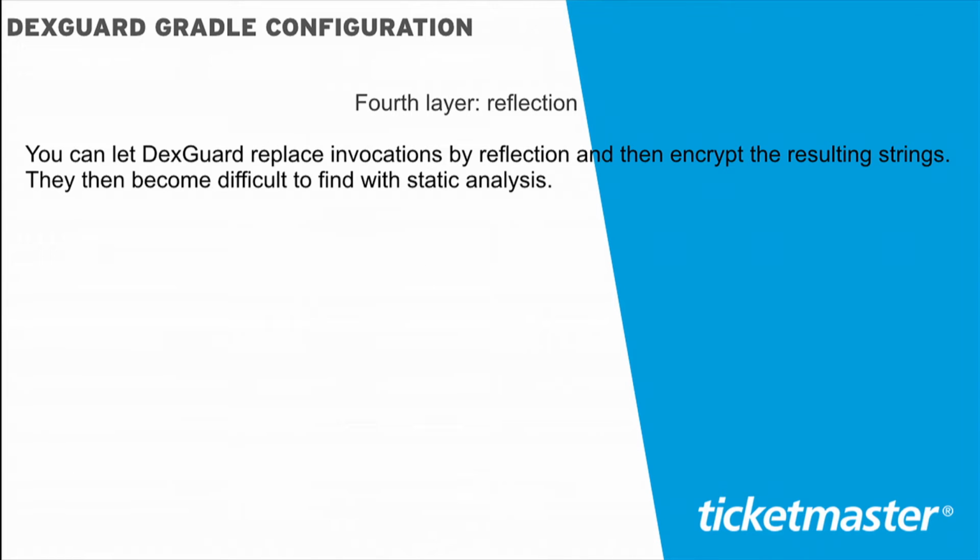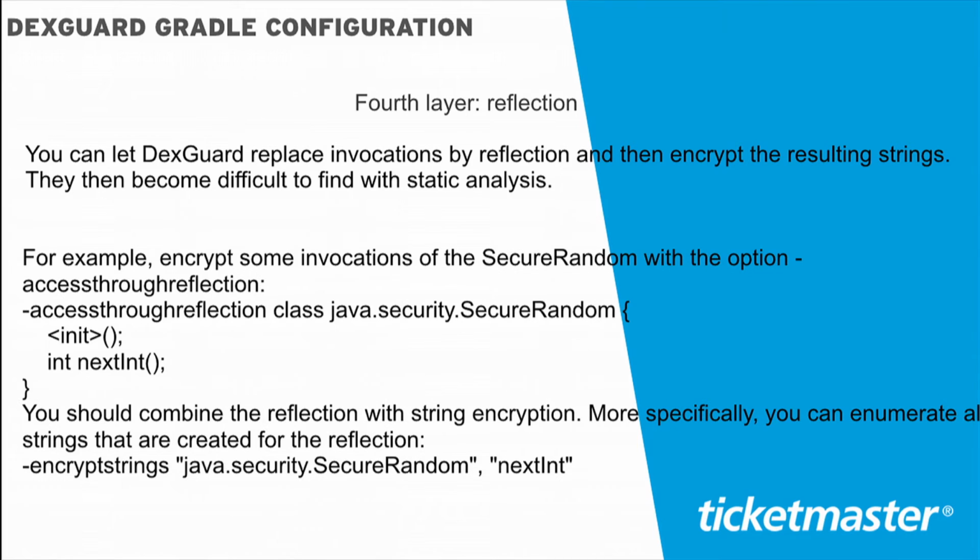Reflection. So Java developers, you might already be familiar with how to use reflection. What DexGuard can do is actually replace certain invocations by reflection and then encrypt the result. And so that way it's really difficult for people trying to reverse engineer your application to figure out using static analysis. So here's an example, again, in your DexGuard configuration file, where it's telling it to access through reflection the secure random class and which methods within that class to access through reflection.